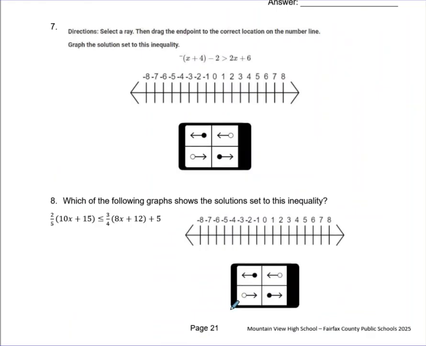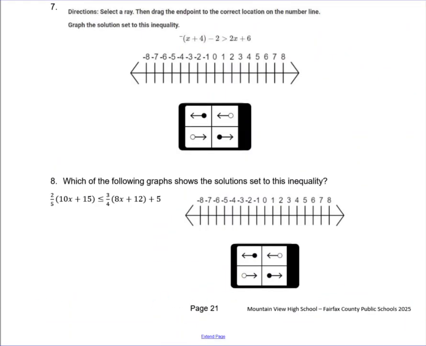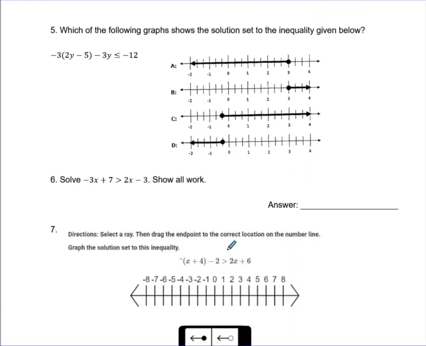There are a few more pages here. You can go ahead and practice this. I would just put them all in decimals, and then yeah, thank you.